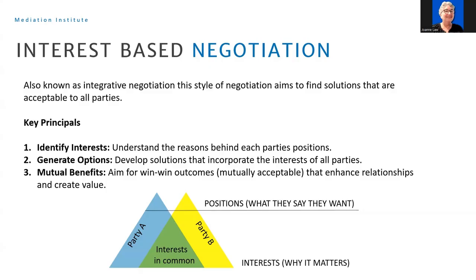The key principles about interest-based negotiation is firstly to identify interests. So positions are what people say they want, so they're the demands, the requests, but the interests are what matters to them, why those positions have been formed, what's underlying them.